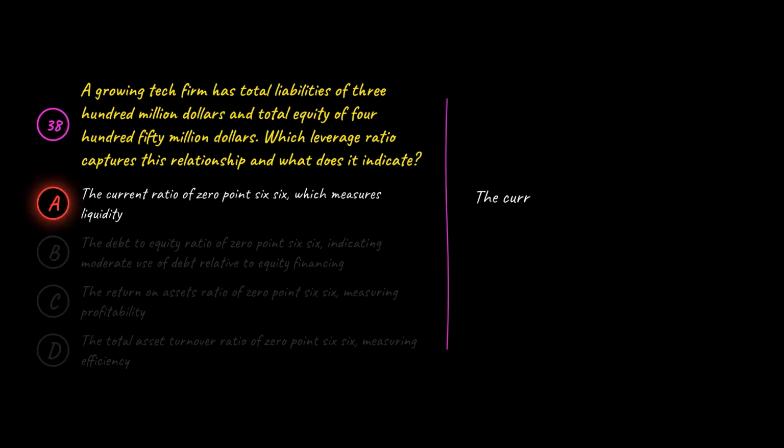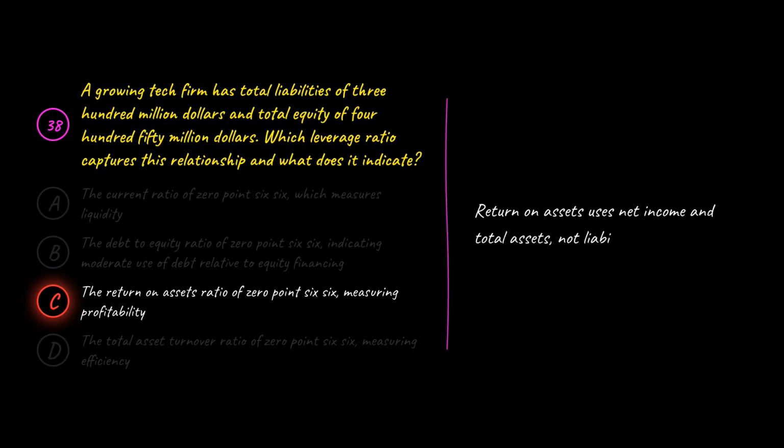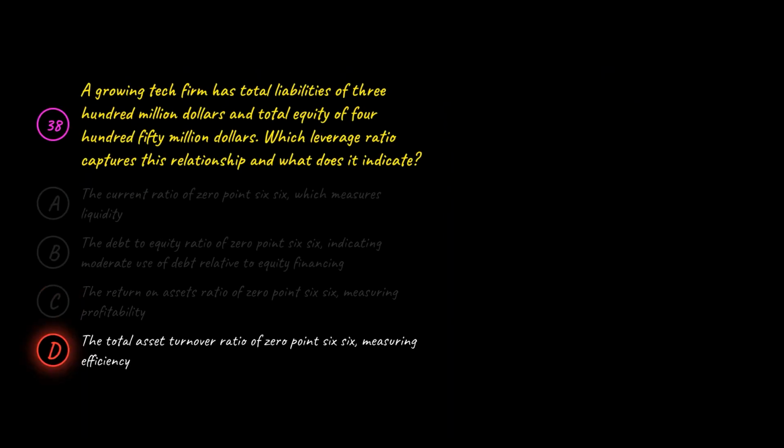A is wrong because the current ratio uses current items, not total liabilities and equity. The formula and interpretation differ. C is wrong because return on assets uses net income and total assets, not liabilities and equity. D is wrong because total asset turnover uses revenue and assets, not liabilities and equity.